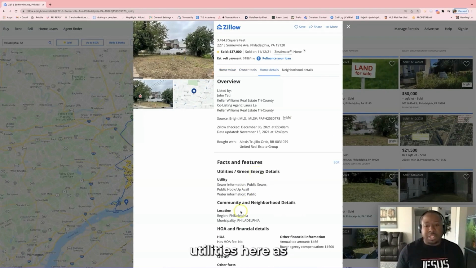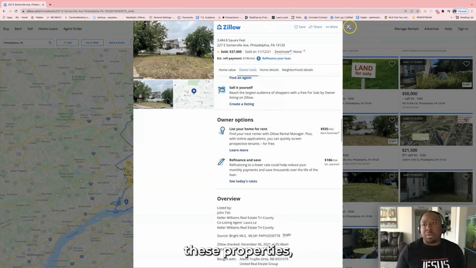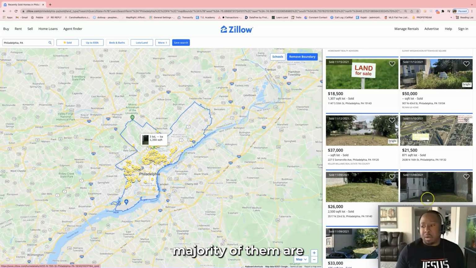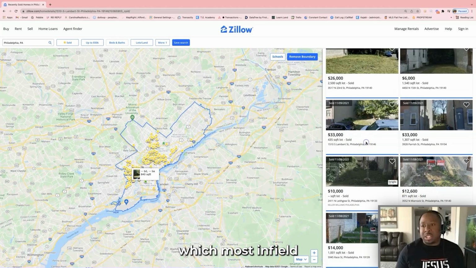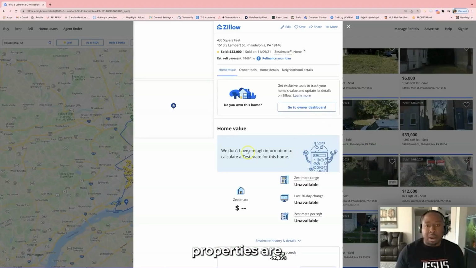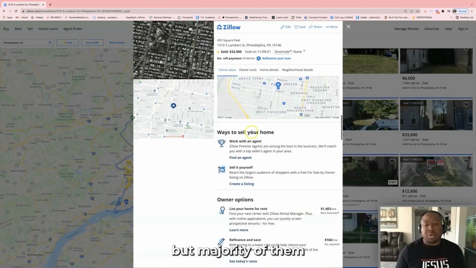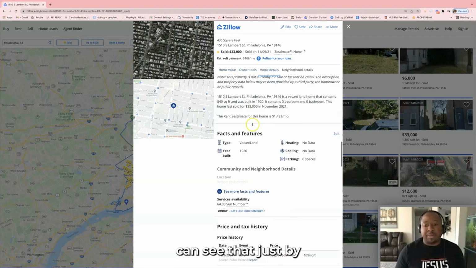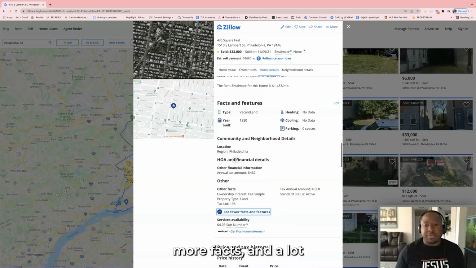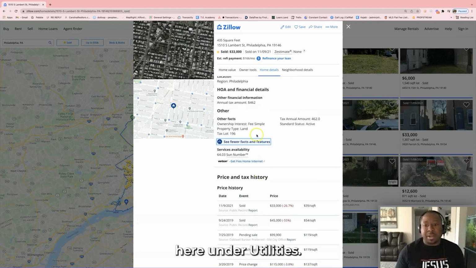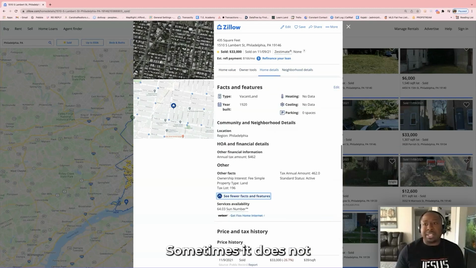It's typically under utilities here. As you can see, sewer information, public sewer, water information, public water. So as you can see, the majority of these properties are on water and sewer, which most infill properties are. Not all areas have water and sewer, but the majority of them do. You can see that by coming down to see more facts, and a lot of times it will be here under utilities. Sometimes it does not have it.